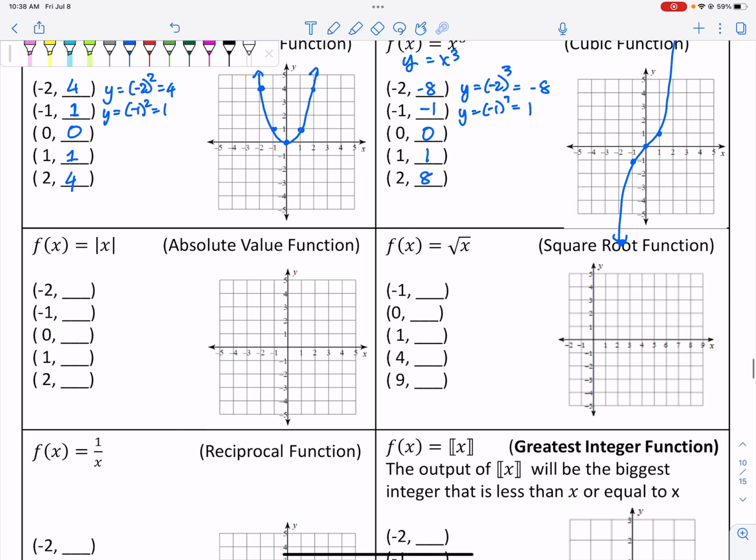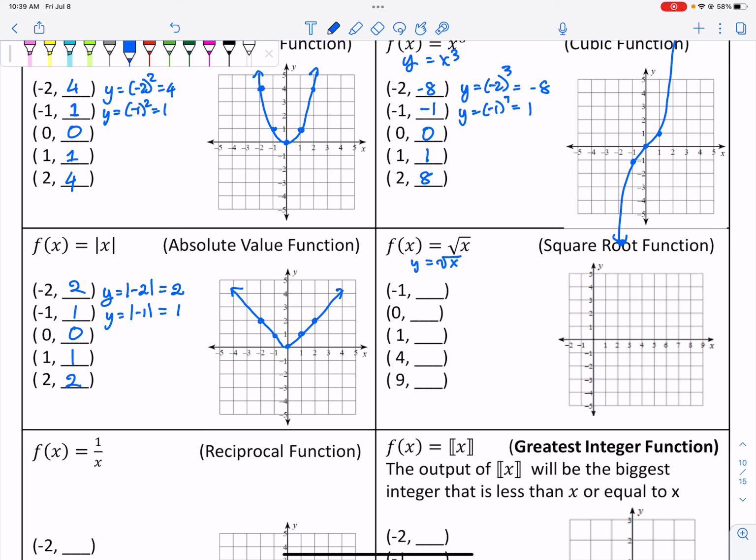Next, let's take a look at the absolute value function. If we input negative 2 for x, the absolute value of negative 2 is positive 2. Input negative 1, the absolute value is positive 1. The absolute value of 0 is 0, the absolute value of 1 is 1, and the absolute value of 2 is 2. Plot these points: negative 2, 2; negative 1, 1; 0, 0; 1, 1; 2, 2. Connect the dots. The graph looks like a V shape. Next, we have the square root function, f of x equals the square root of x.